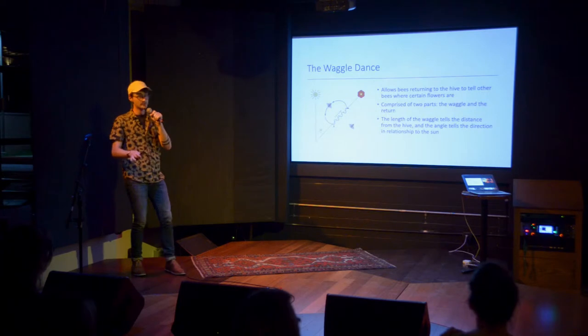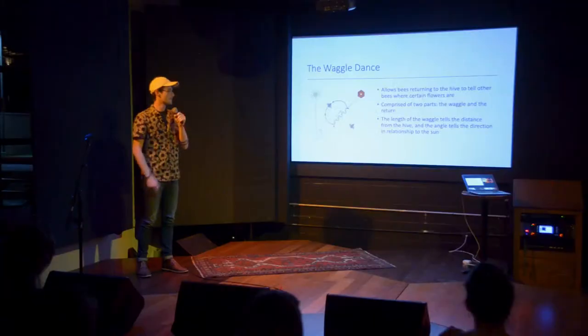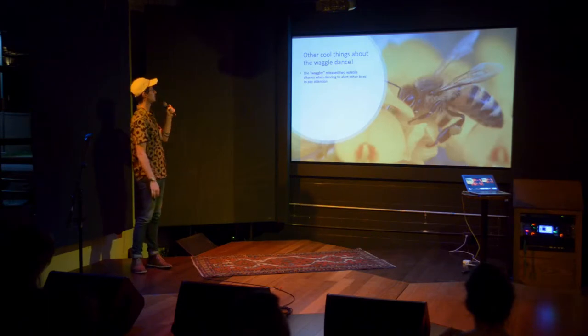So the length of this waggle that it's doing is directly correlated with the distance from the hive entrance of the resource that the bee's trying to communicate. And then the angle of the actual waggle tells the angle from the hive entrance to the sun and how far off of that the resource that they're trying to find is. So this is really cool, and there's been tons of really cool research on it.